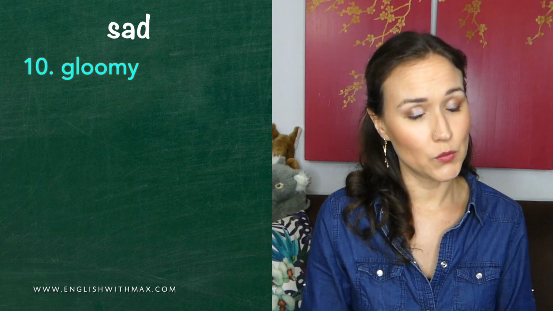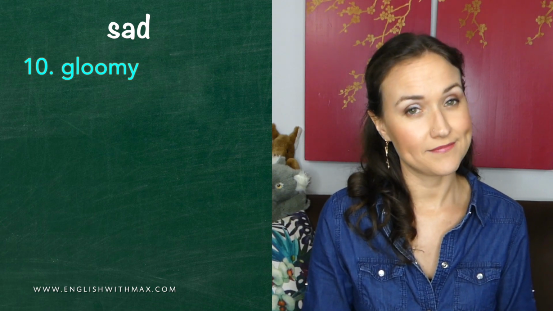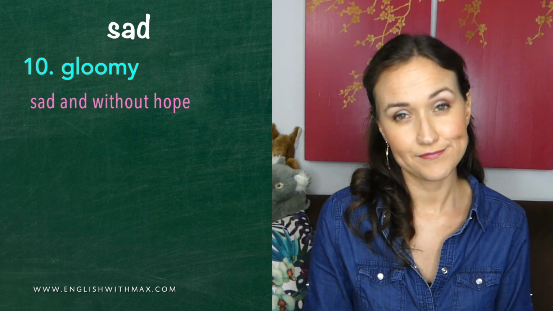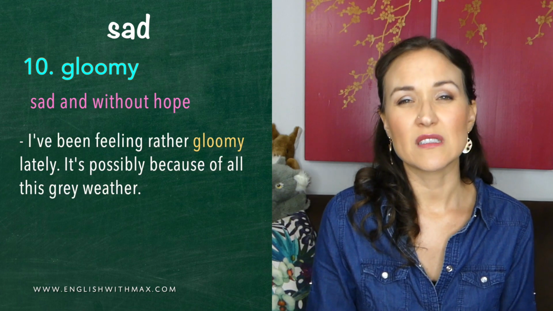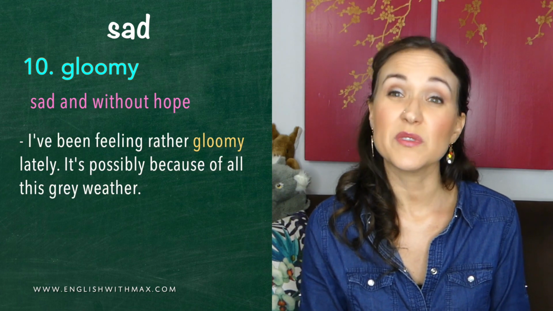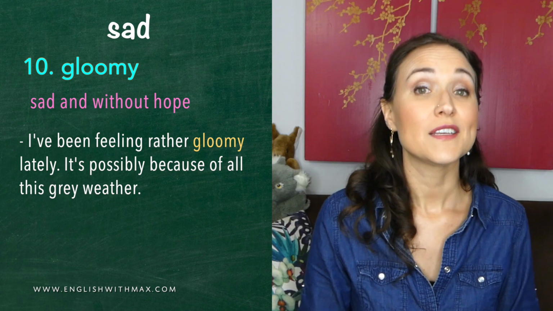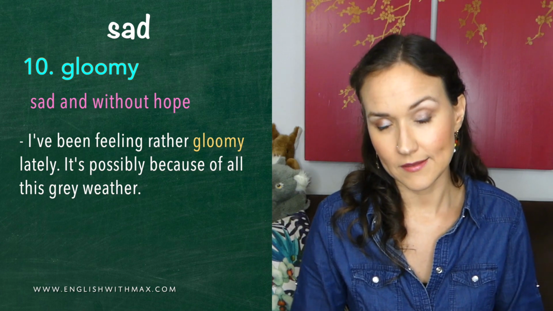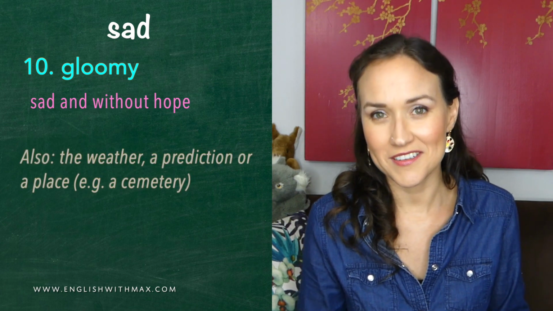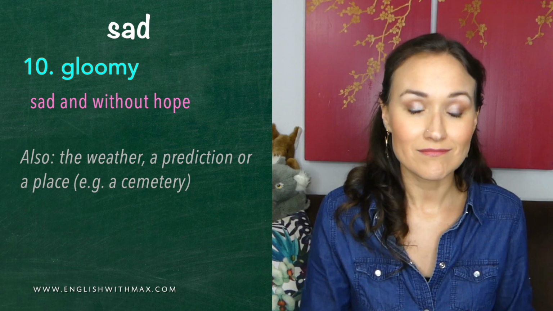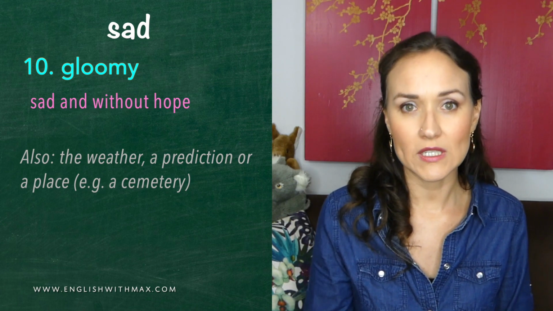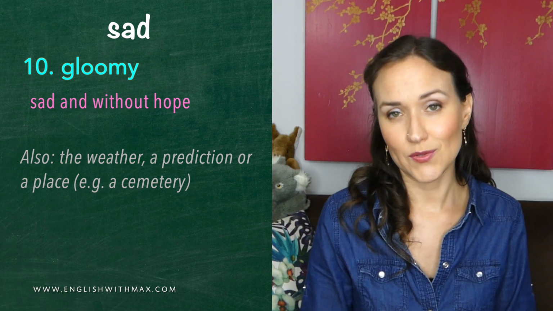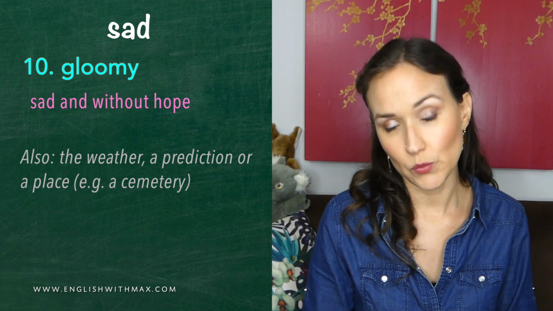And now we have gloomy. Gloomy. This means sad and without hope. I've been feeling rather gloomy lately. It's possibly because of all this grey weather. Speaking of weather, gloomy can also be used to describe things, such as the weather, a prediction like an economic forecast, or a place. A cemetery, for example, might be described as gloomy.